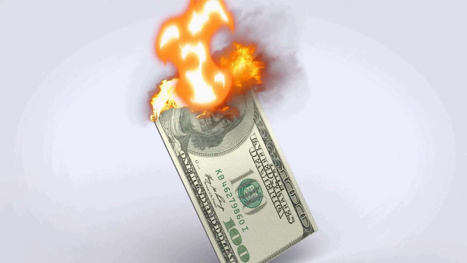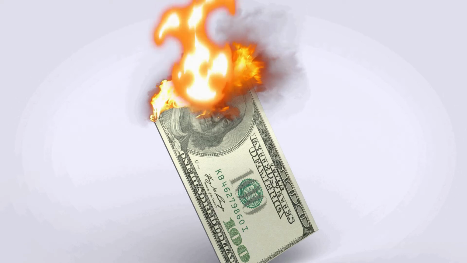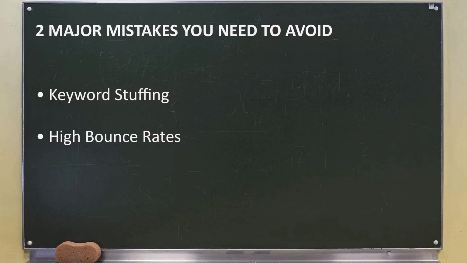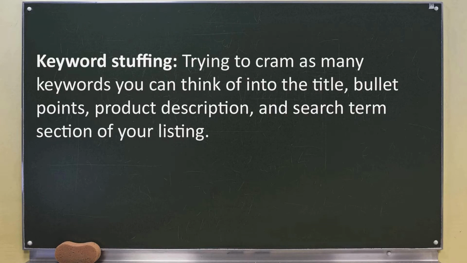Here are two major mistakes you need to be aware of and avoid. 1. Keyword stuffing, and 2. High bounce rates. We can define keyword stuffing as trying to cram as many keywords as you can think of into the title, bullet points, product description, and search term section of your listing.